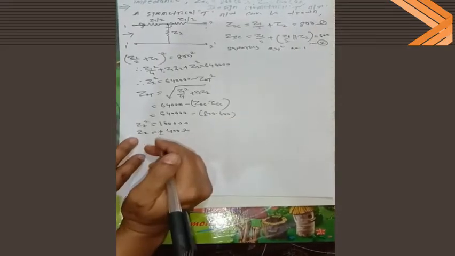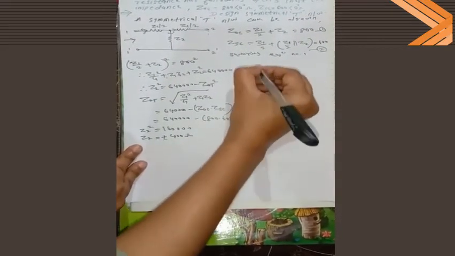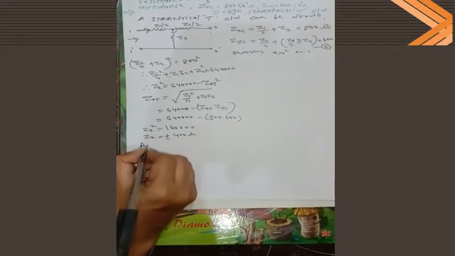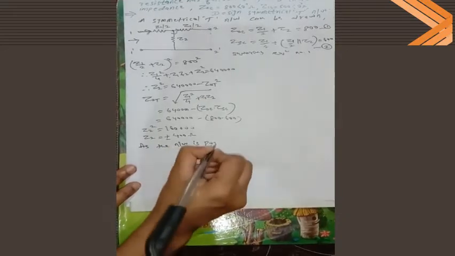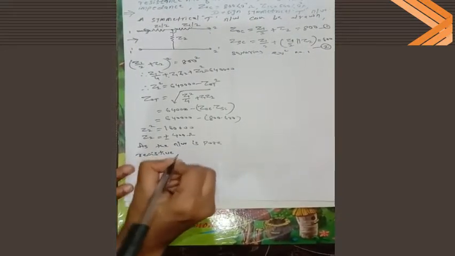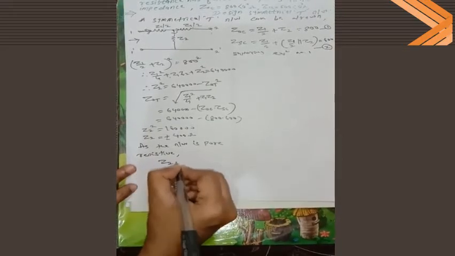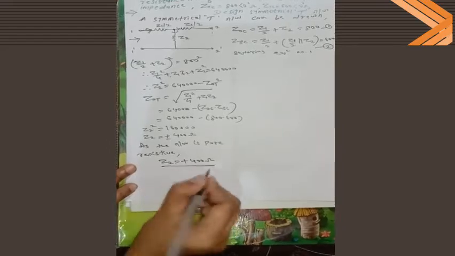If I got this Z2, definitely you just note down here, as the network is pure resistive, you may mention here as the network is pure resistive. So what will happen if the network is pure resistive? So directly Z2 is equal to plus 400 ohm. Plus 400 ohm, likewise.